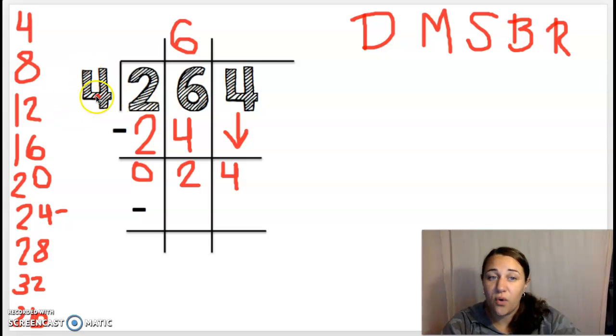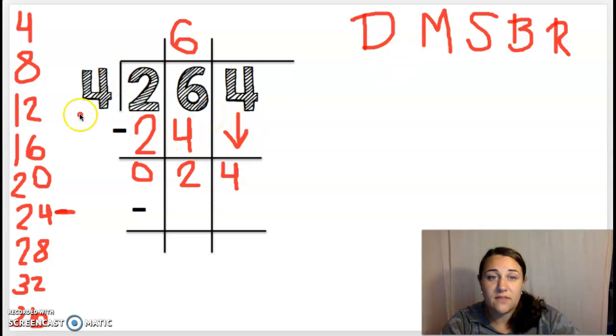So now this 4 has to go into 24. That's the new number I created. Okay? So 4 into 24. Well, we can come to our multiples and see if we can find it without going over. So we have 4, 8, 12, 16, 20, 24. Look, there we are. We were working with it before, but we're still working with it now.